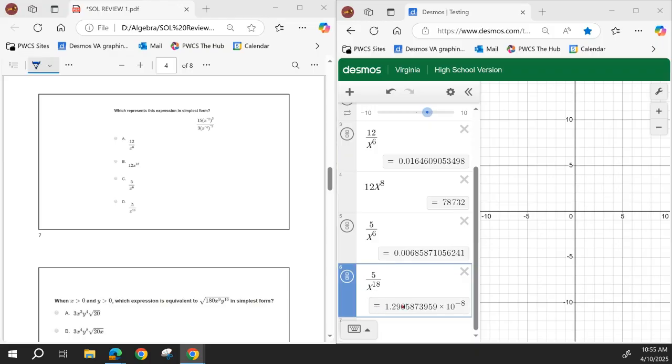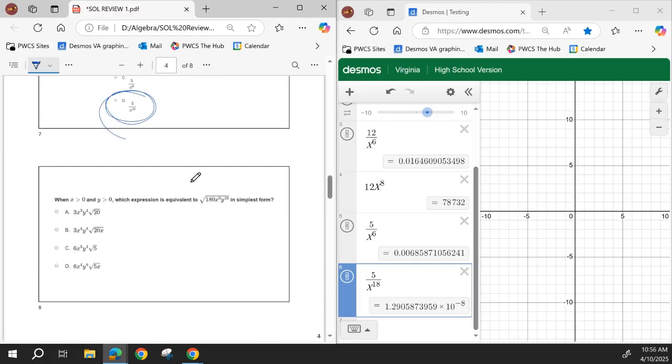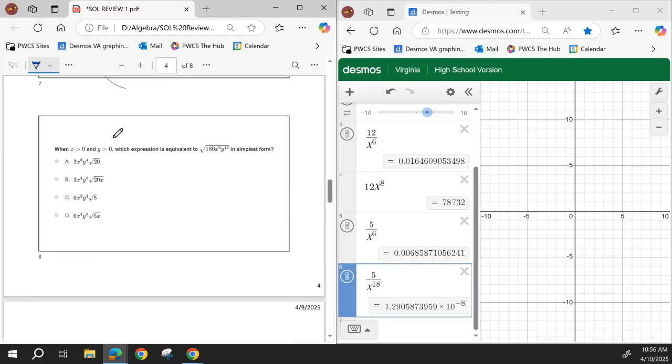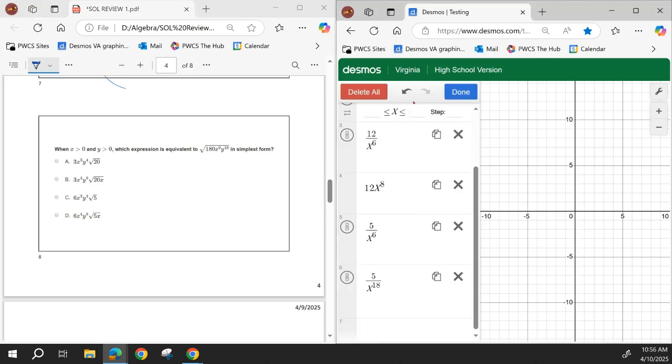And if I go down, this one matches 5 over x to the 18. That's how I know that's the equivalent expression. That's my answer choice. And I can do the same thing anytime I need to match an expression. So I'm going to go ahead here and do the same thing for this one, put them all into Desmos.